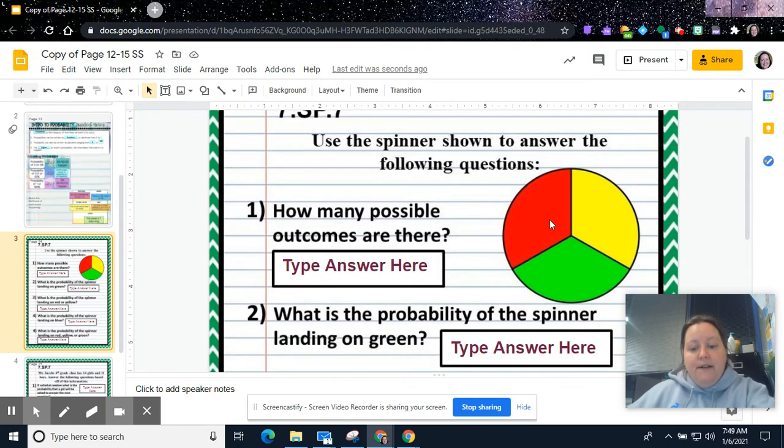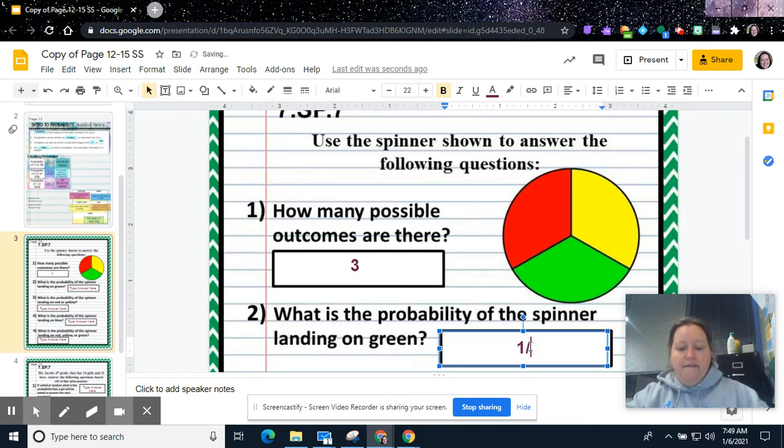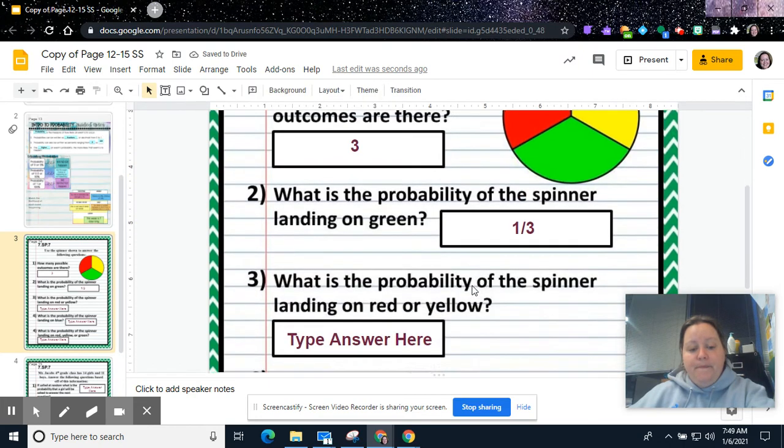How many possible outcomes are there on this spinner? 1, 2, 3. So we have 3 possible outcomes. What's the probability that it will land on green? So you'll see that all 3 of these are evenly spaced and evenly sized. So green, how many give you what you want? That's 1. There's 1 green out of the total, which is 3 colors or 3 spaces on the spinner.